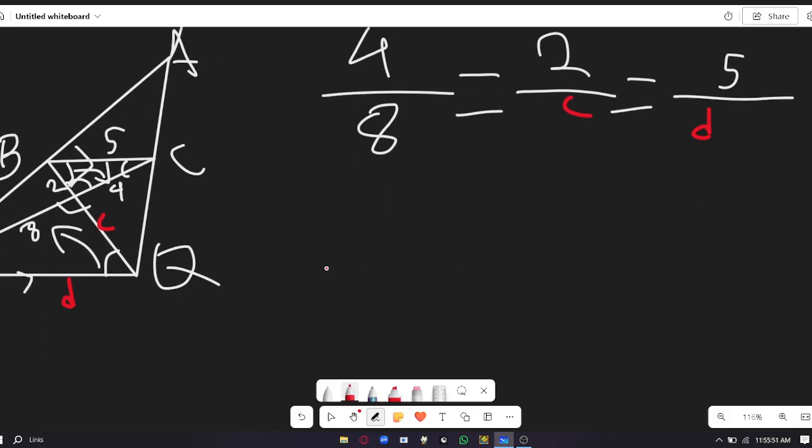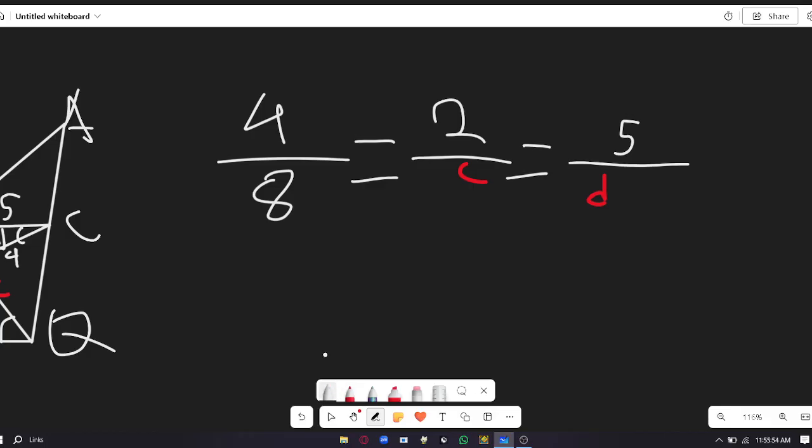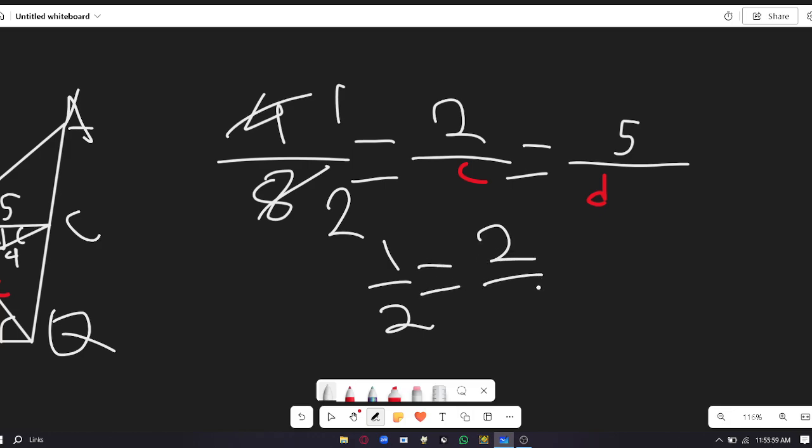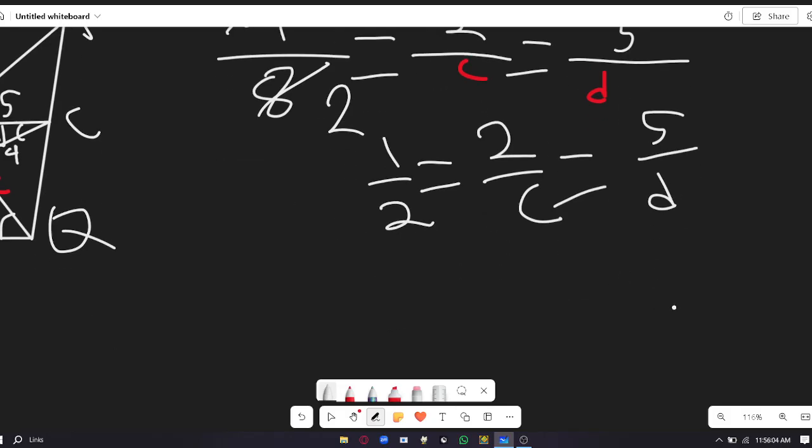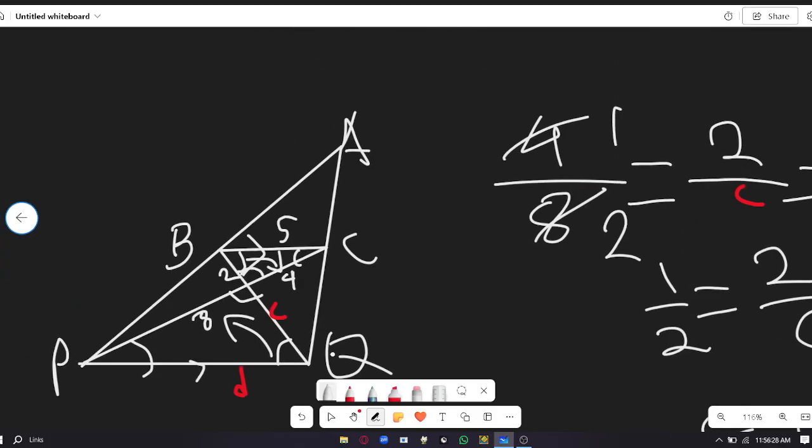So now we find out the values of C and D easily if we simplify this to 1 by 2. So it's a half, equal to 2 by C, equal to 5 by D. So C is equal to 4, D is equal to 10. There you go. That's how you find the values for this one.